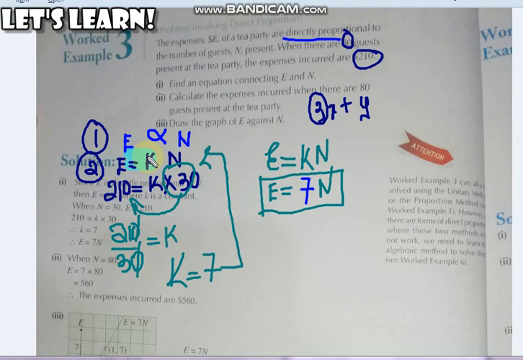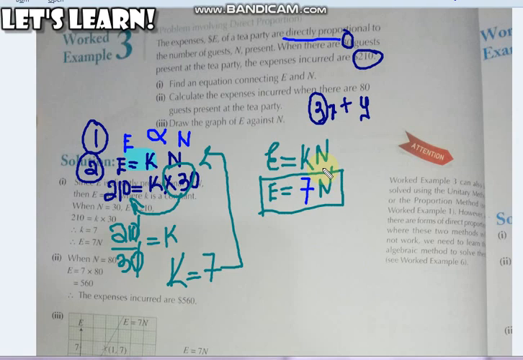And the second question, we need to calculate the expenses incurred when there are 80 guests present at the tea party. So now you can see that once you have an equation over here, you can just put in the values and get your answers. If you want the value of expenses, you put in the number of guests and you will get the expenses. If you want the number of guests, you put in the value of expenses, and you will get the number of guests.